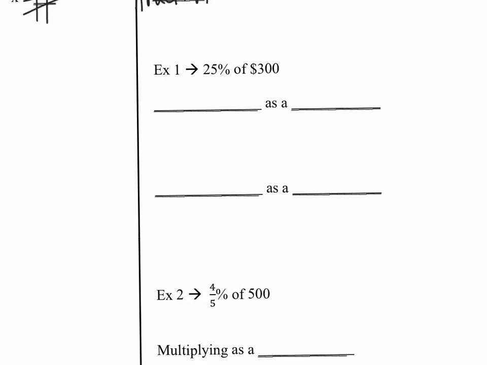Example 1, 25% of 300. Multiplying as a decimal.